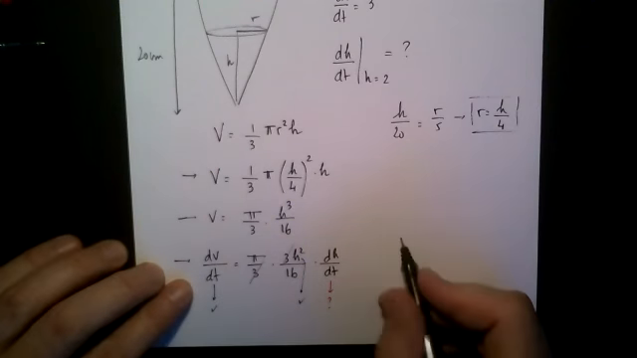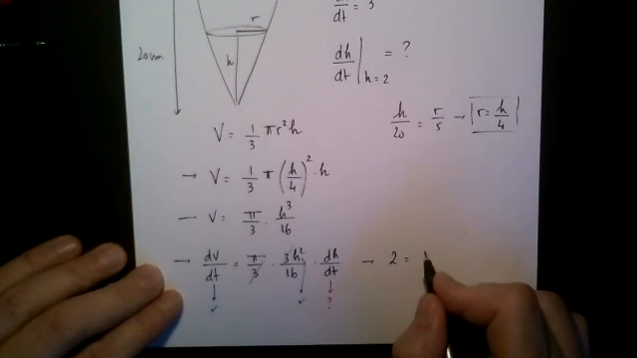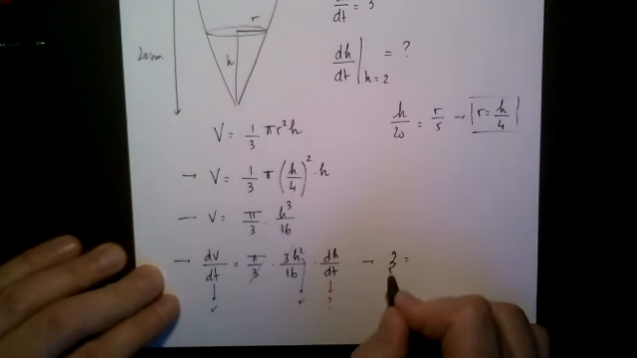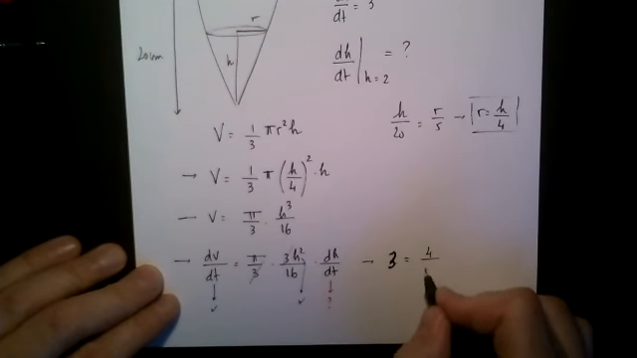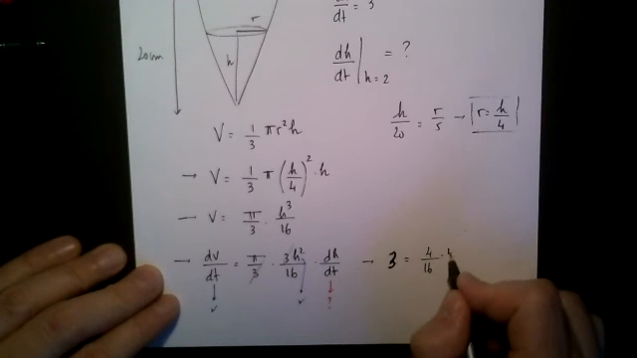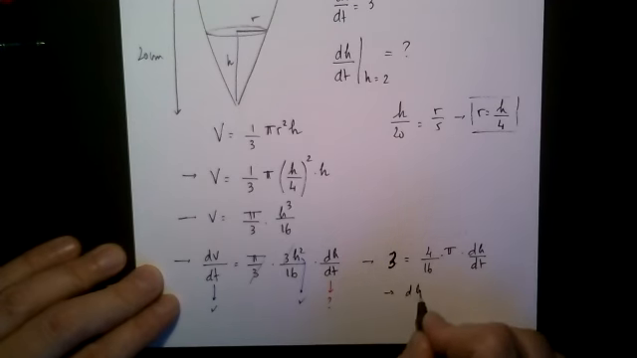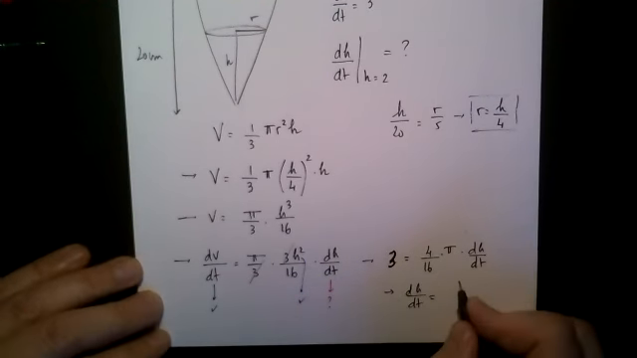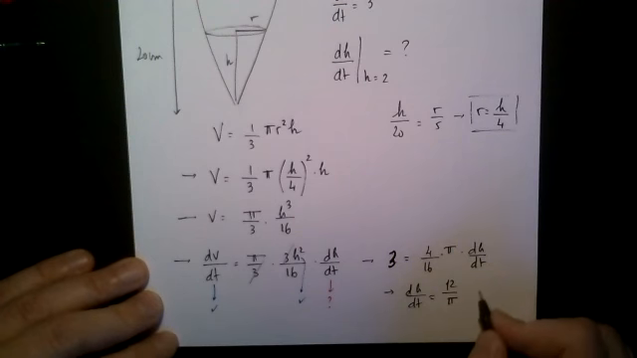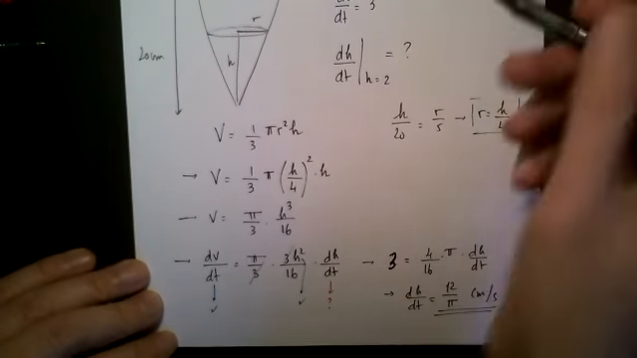All right, so 3 is equal to 4 over 16 times pi dh/dt. No, sorry, that's 3, by the way. And so dh/dt will be 48 over 4 pi, which is 12 over pi. Okay, which is the correct answer. That's what's written above.